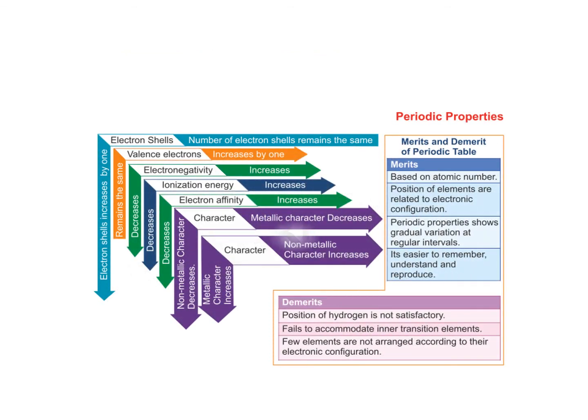We will sum up what we have learned about the periodic properties with the help of this table. You can see the variation of properties like electronic shells, valence electrons, electronegativity, ionization energy, electron affinity, metallic or non-metallic character across the period and down the group.